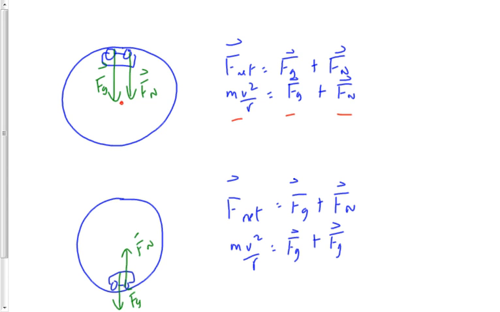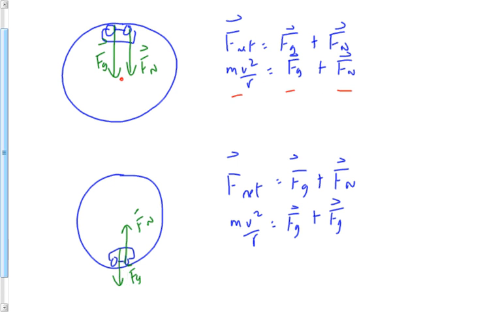What about the bottom of the circle? At the bottom of the circle, you're going to plug numbers in. Fg will be what?